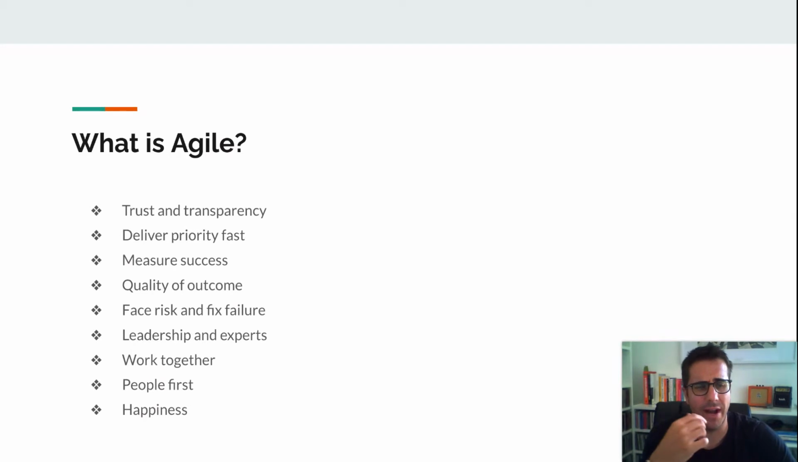So if you've got an agile organization, or I call it an ecosystem, so whether it be a team or a team of teams or the entire organization, really these things that are up on the slide now, if you've got those attributes, then you are probably in an agile organization. You've got trust and transparency, you deliver things fast, and you measure success, so customers being happy and profits going up. The quality of the outcome is really, really important. You don't focus on the quality of have we got it in on time, it's whether it's delivered its outcomes.